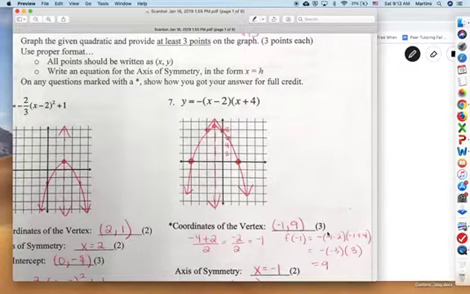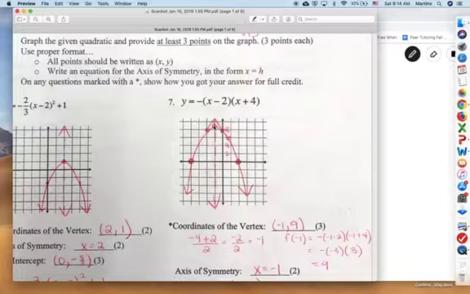I'm evaluating inside the parentheses first according to PEMDAS. Negative 1 minus 2 is negative 3. Negative 1 plus 4 is 3. Negative times negative 3, right? The opposite of a negative is positive, so I have 3 times 3 is 9. That helps me find the y-coordinate of my vertex. So I have negative 1, 9. Notice that won't fit on my graph, so that's why I decided to count by 2's. I put that right about here, just above 8.